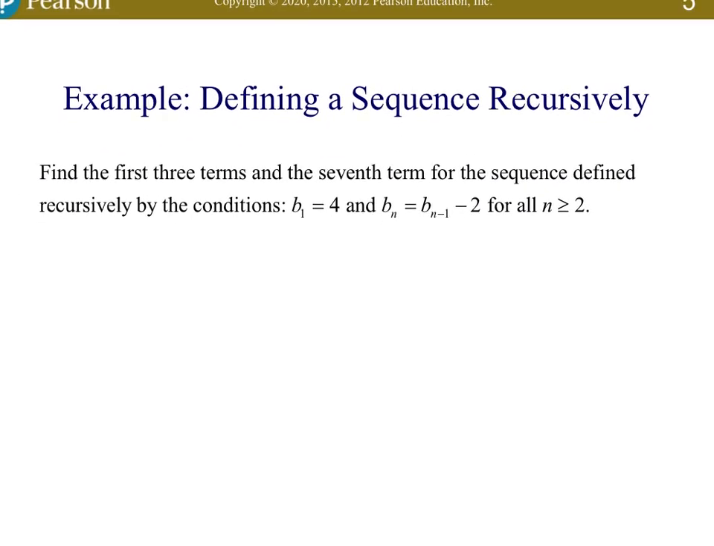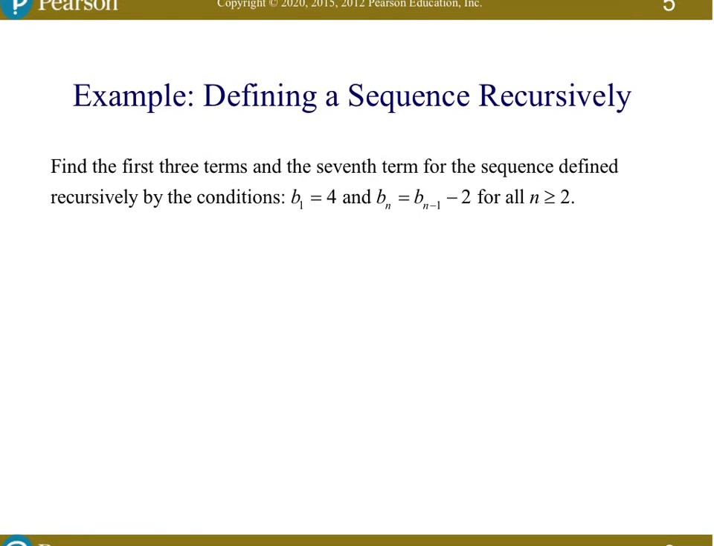Here's a recursive one. Find the first 3 terms and the 7th term for the sequence if you have the following conditions. B1 is 4, and all of the rest of them take the previous term. So Bn is based on B sub n minus 1, subtract 2. So I'm looking for B1, B2, and B3.